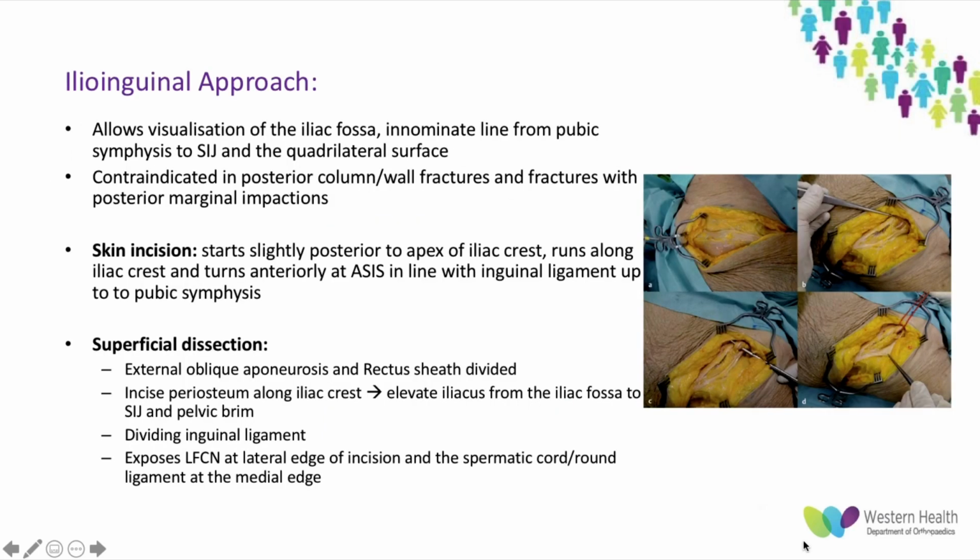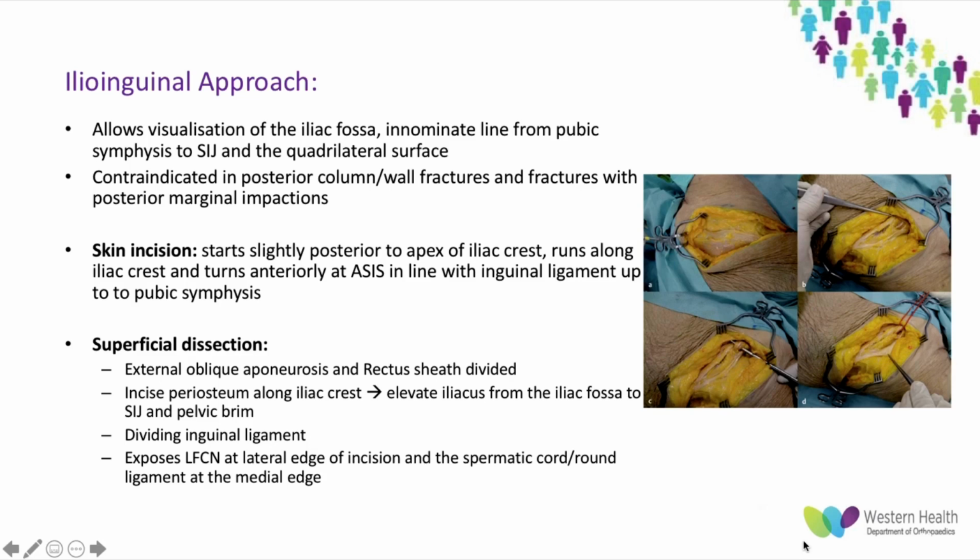So moving to the ilioinguinal approach, which is an anterior approach, allows visualization of the iliac fossa, your innominate line from the pubic symphysis to the sacroiliac joint and the quadrilateral surface. It is contraindicated in posterior column and wall fractures or fractures with posterior marginal impactions. The skin incision starts slightly posterior to the apex of the iliac crest. It runs along the iliac crest, turns anterior at the anterior superior iliac spine, in line with the inguinal ligament, and up to the pubic symphysis.